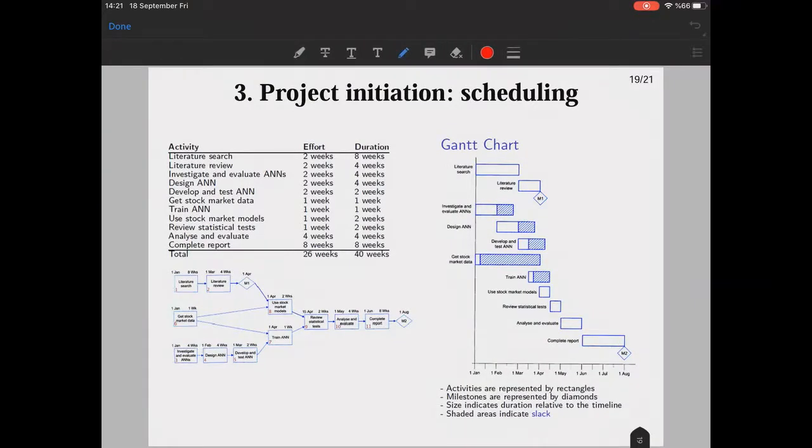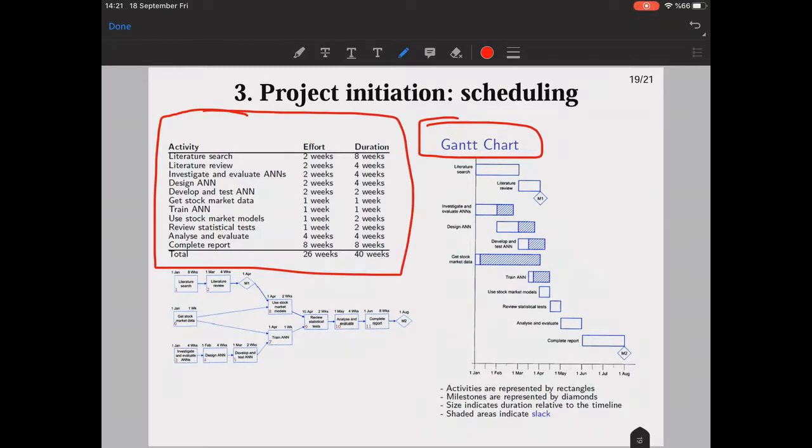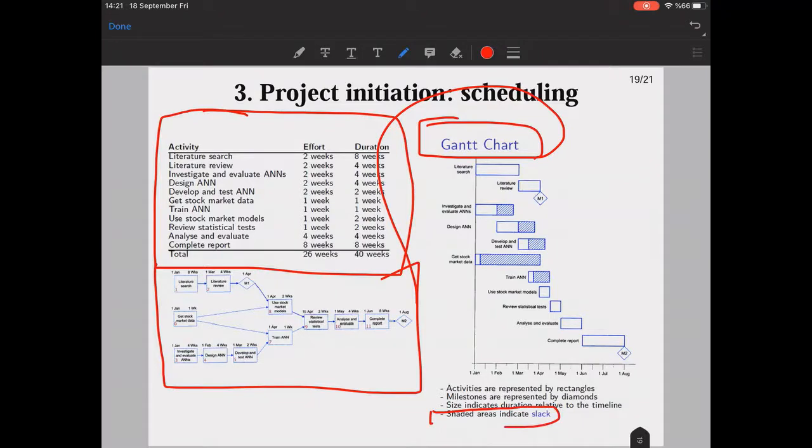For example, Gantt chart is one of them. Okay, this is your breakdown of work packages, and this is your activity on the node diagram. But this is the Gantt chart version of it. You see, here you can see slacks, in which areas I have some slack or some relaxed parts. The shaded areas indicate slack.